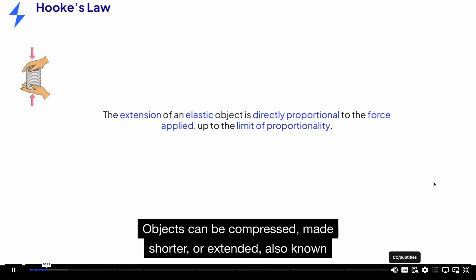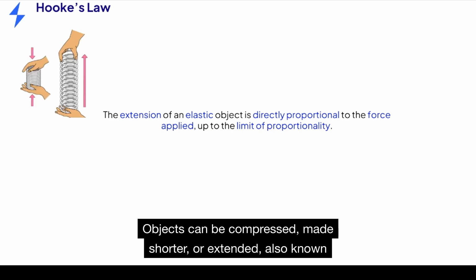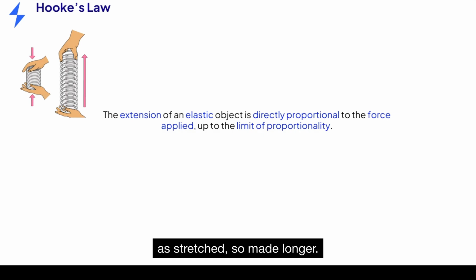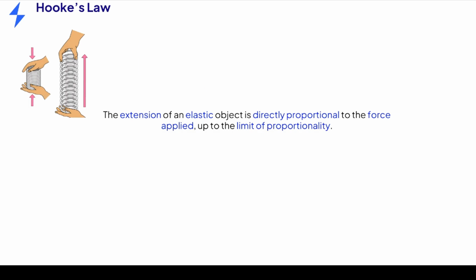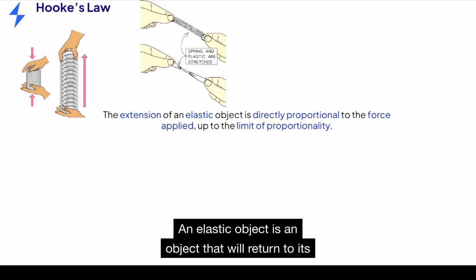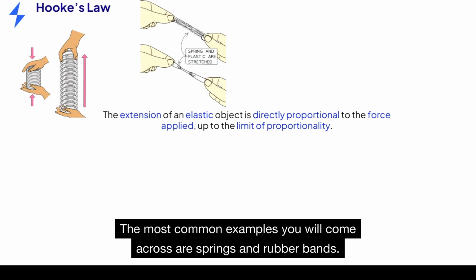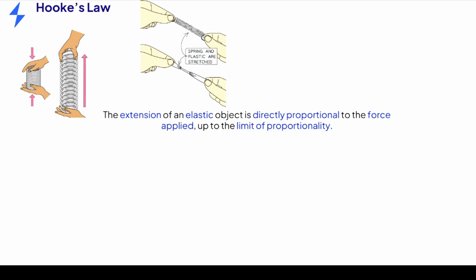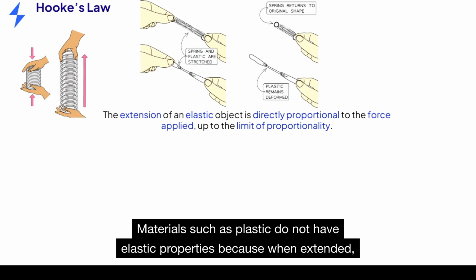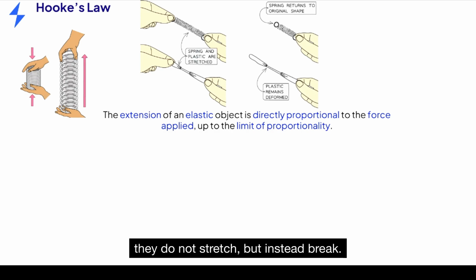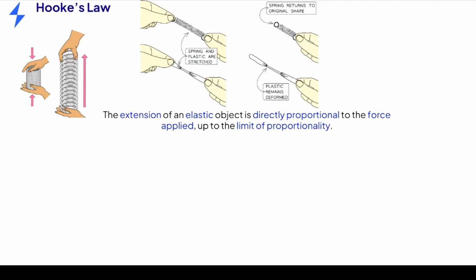Objects can be compressed, made shorter, or extended, also known as stretched, so made longer. An elastic object is an object that will return to its original shape when stretched. This is called elastic deformation. The most common examples you will come across are springs and rubber bands. Materials such as plastic do not have elastic properties because when extended, they do not stretch but instead break. This is called inelastic deformation.